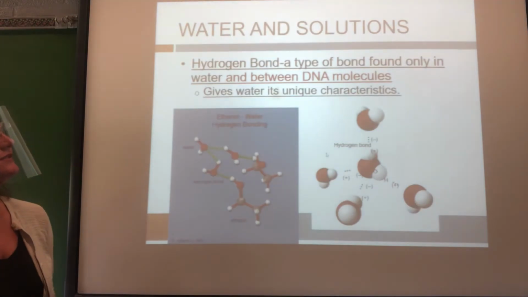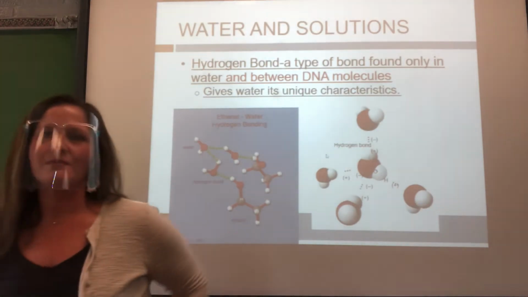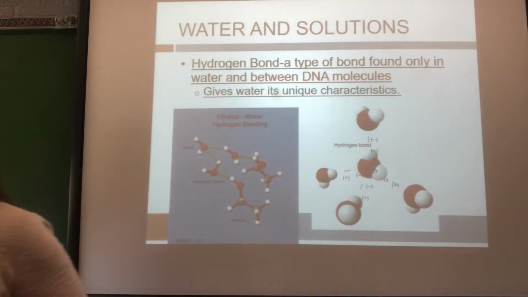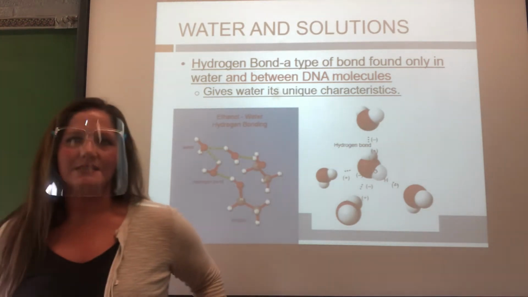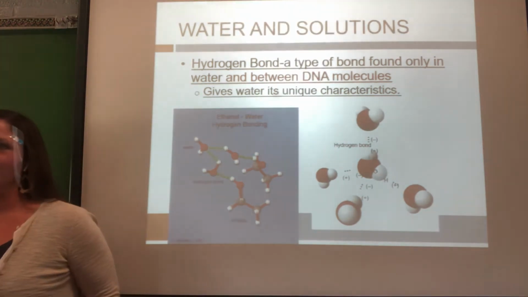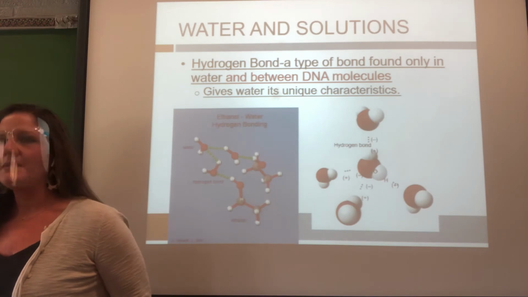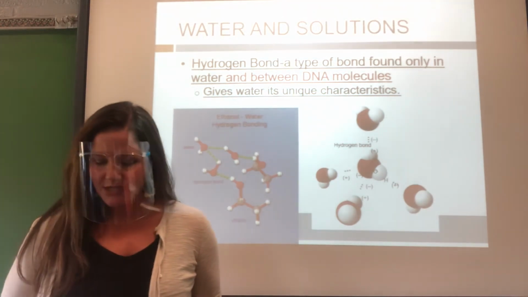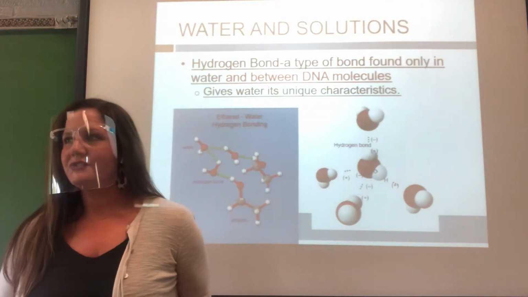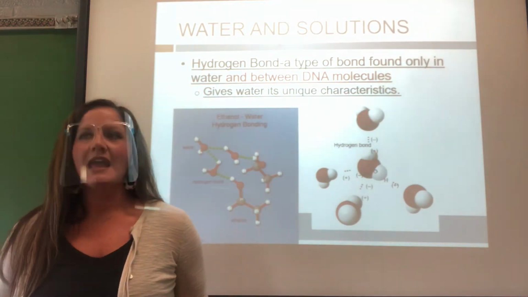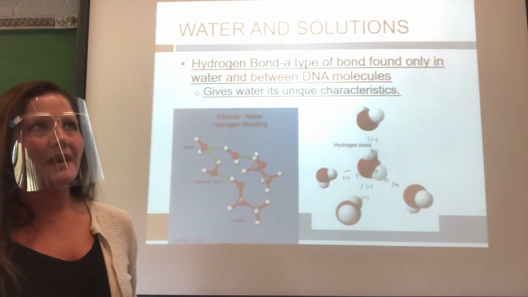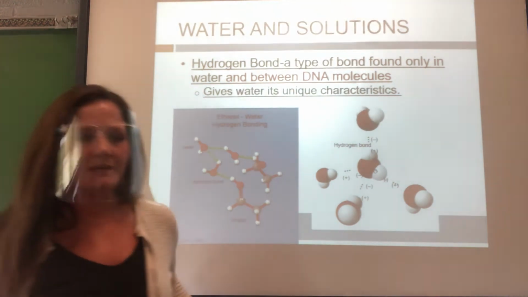So, the bond within a water molecule, the bond between the oxygens and the hydrogens, we call that a polar covalent bond. However, the bond between water molecules is called a hydrogen bond. And because of that hydrogen bond, it's going to allow water to do things that other stuff doesn't do. And we only find hydrogen bonds between water molecules and between molecules of DNA. Before we talk more about the different characteristics of water, I'm gonna draw DNA.